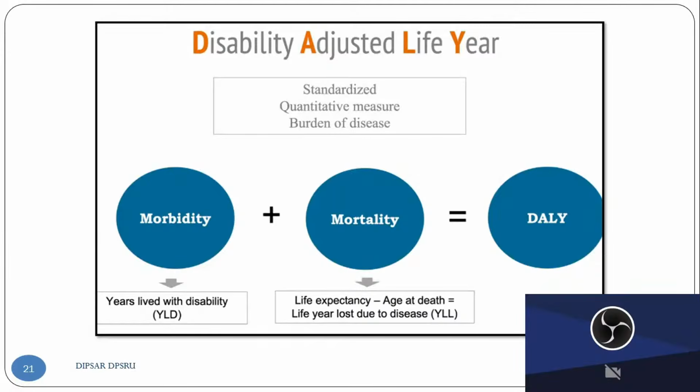Disability adjusted life year. Now we talk about disability adjusted life year. So it talks about morbidity plus mortality equals DALY. So YLD is years lived with the disability: if the patient lives, how many years the patient lived with the disability. And life expectancy minus age at death, that we call YLL. YLL is years of life lost due to disease.